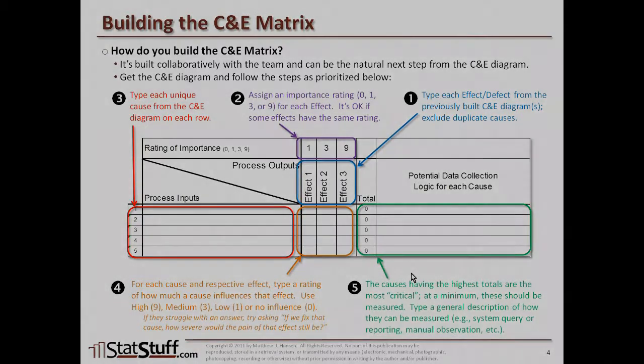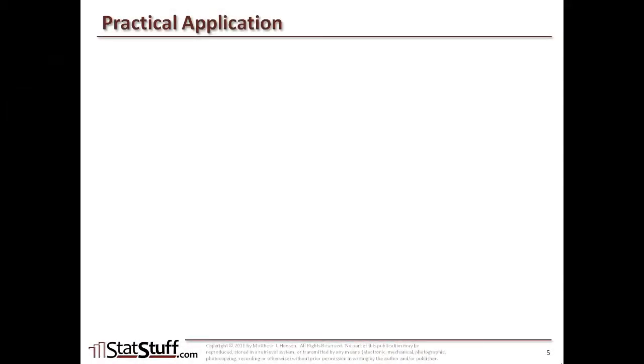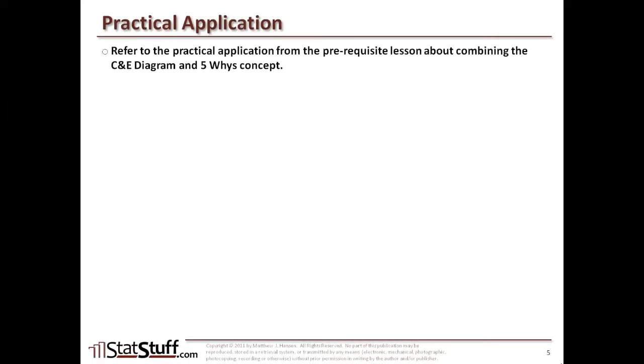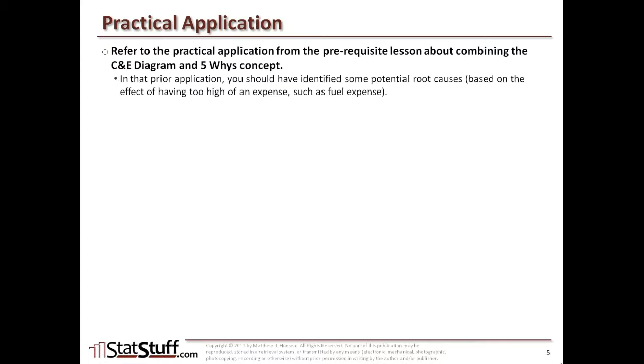All right, before we close this lesson, let's discuss how we can apply some of these concepts in a practical way. What I'd like you to do is go back to the prerequisite lesson that applies to this lesson, and that was the lesson where we talked about combining the C&E diagram and the 5 whys concept. In there we had a practical application, and I want to use that to build off of in building a C&E Matrix for this particular practical application in this lesson. So in that prior one, you should have identified some potential root causes.